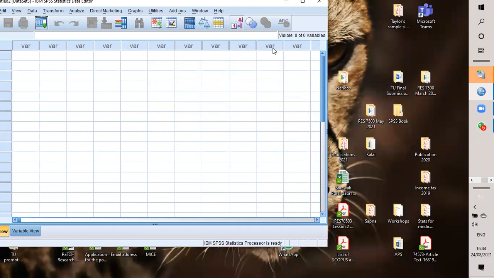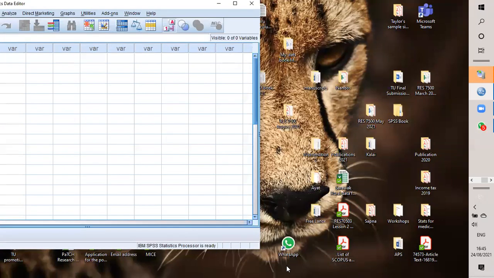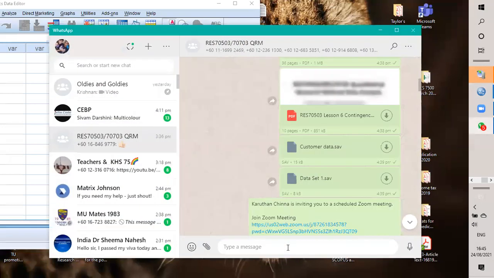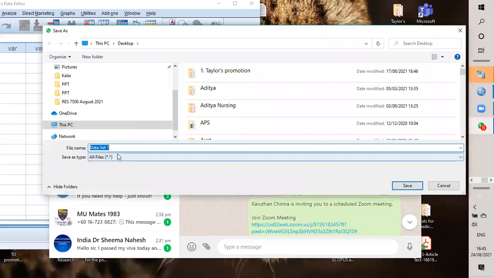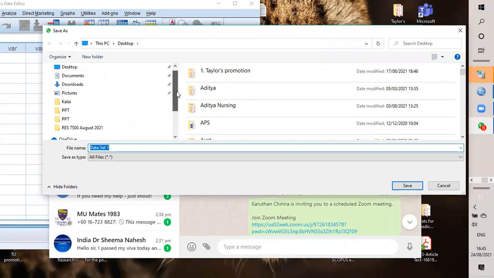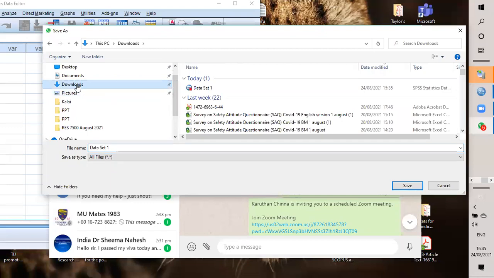So it says desktop cannot. So what else? Can you go download? Go and download. I'll try to read. So now here, I save inside desktop. I'm going to save in my download. Download here. Let's see now. Download. Right, and save.